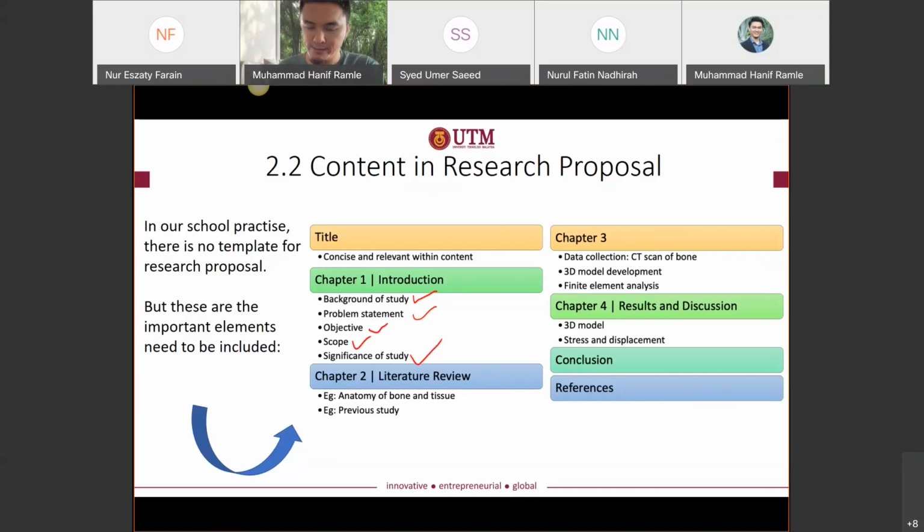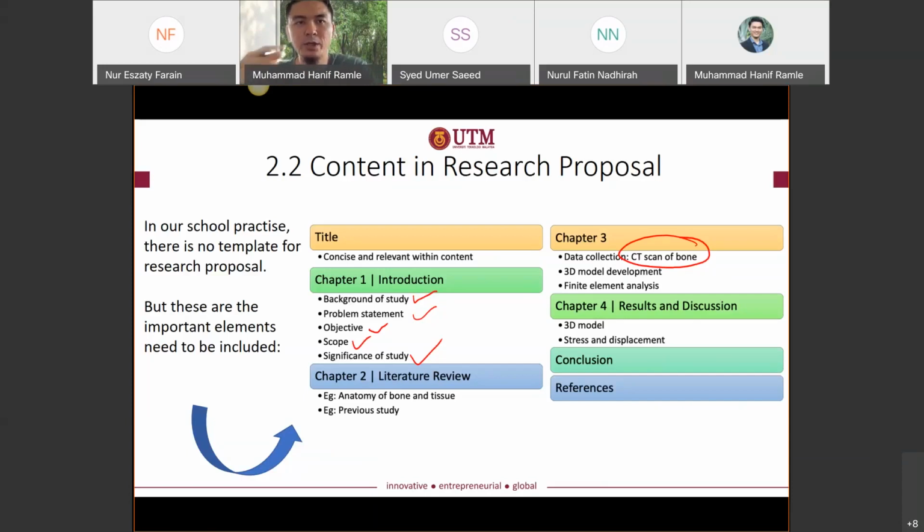And in my case, we normally use CT data, and the CT data is actually obtained from the hospital. Then we do have the ethical approval to scan the patient, to get the consent from the patient to use their data. So this is the ethical approval. So from the CT data, in my case, we will develop the model, and also finite element analysis. And this depends on your scope.